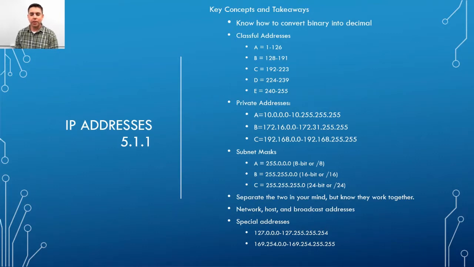The other special address is the APIPA, and they covered that in this chapter as well. The 169.254.0.0 to 169.254.255.255. That's for if your computer or device loses contact with DHCP, Windows steps in and says, okay, here's an internal temporary address so you can all be connected together.